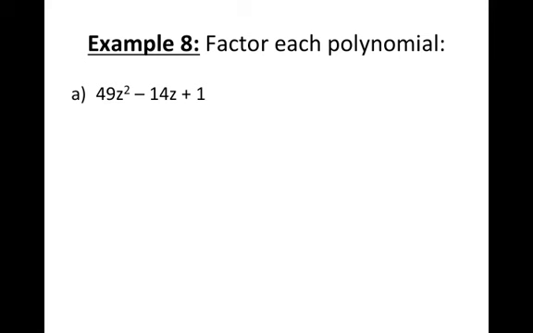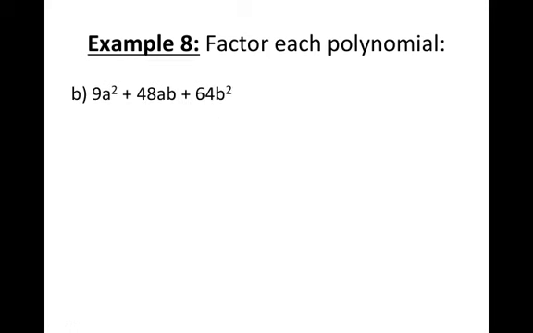Okay, for example 8, let's see, we've got 49z squared minus 14z plus 1. It's not going to be a difference of two squares because we've got 3 terms. This is 7z squared. 1 is 1 squared. So this should be a perfect square trinomial. Let's just double check. Let's make sure that the first term is squared, and then we've got minus 2 times 7z times 1. We really could show the times 1 there. Plus 1 squared, this works. It's going to be 7z minus 1 quantity squared.